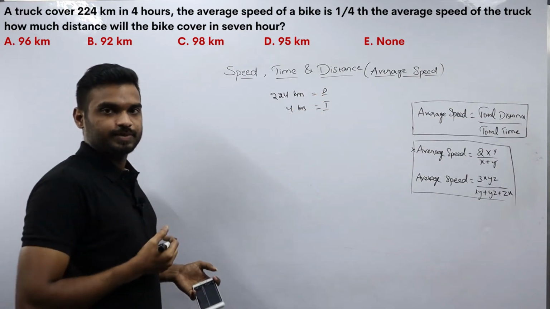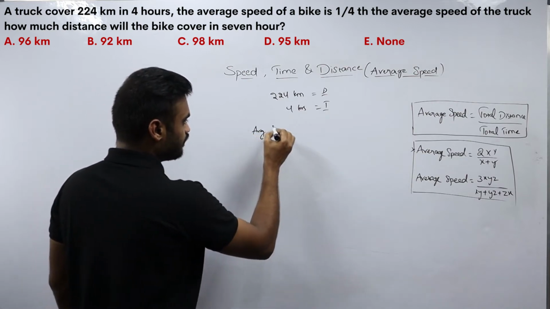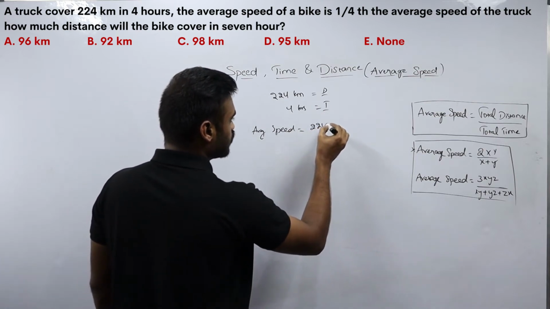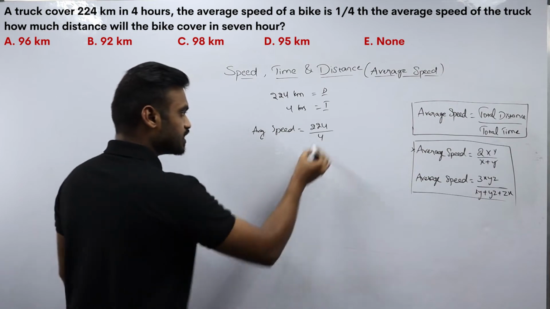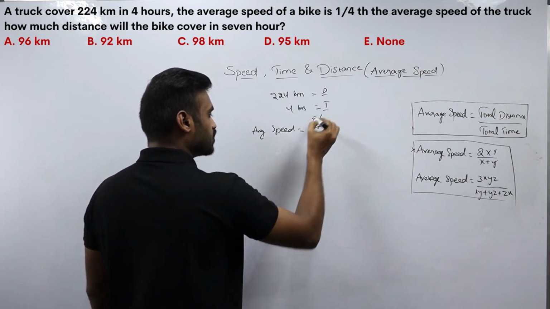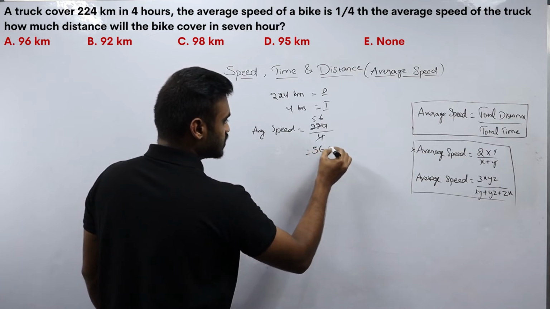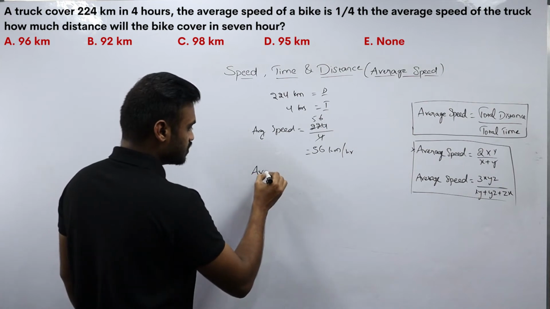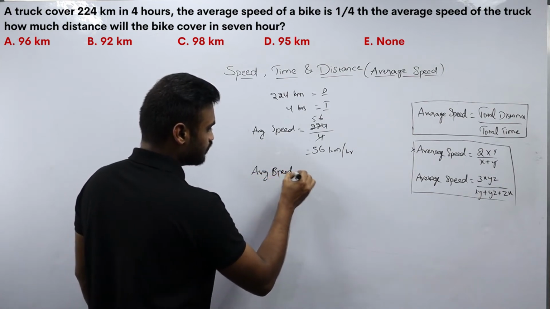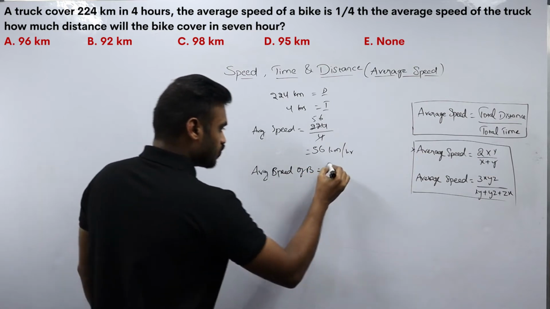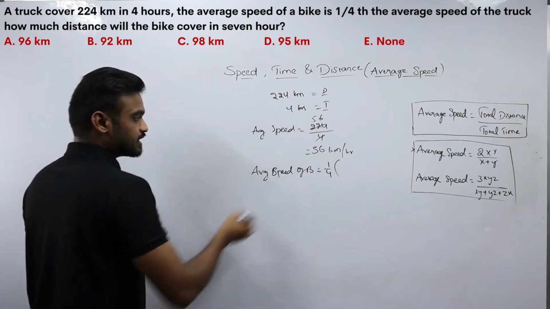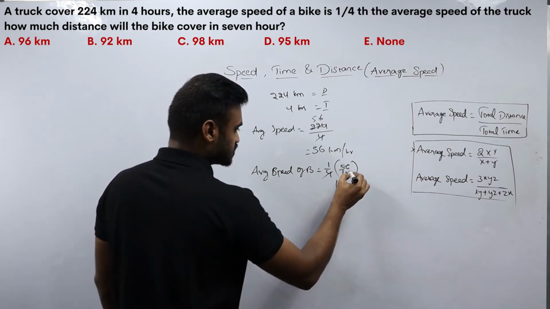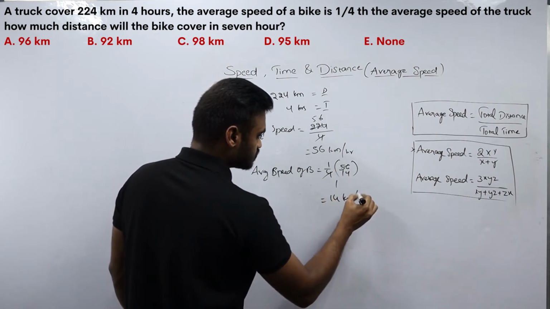So we need to find out the average speed of the truck. Average speed equals total distance by total time, that is 224 kilometers by total time 4. So we will get 4 5s are 20 and 4 6s are 24, so 56 kilometers per hour. Now the average speed of the bike equals 1/4 of the average speed of the truck, that is 56 kilometers per hour. So 4 ones are 4 and 4 4s are 16, so 14 kilometers per hour.